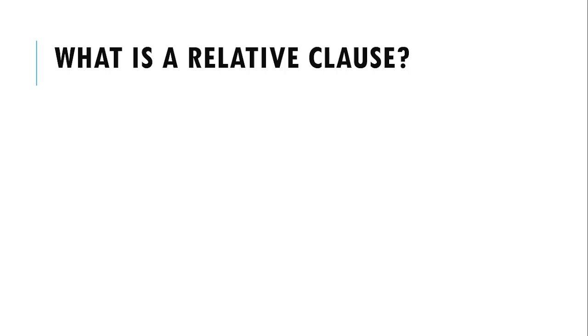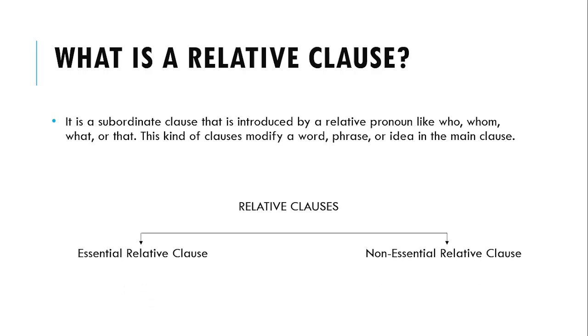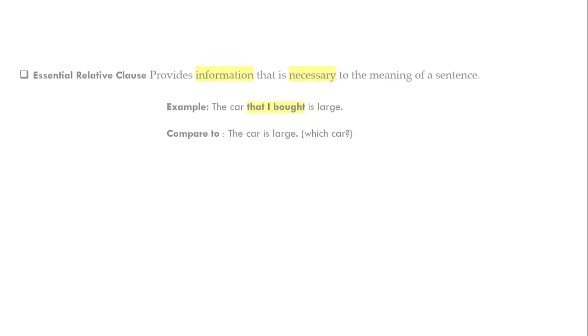So at the beginning, let's start with the definition of the relative clause. The relative clause is basically a subordinate clause. But here, we're not using a subordinating conjunction. We're using a relative pronoun like who, whom, what, or that. And we have two kinds of relative clauses: essential relative clause and non-essential relative clause. Now, pause the video and try to match each type of clause to its definition. Good. Now, check your answer.